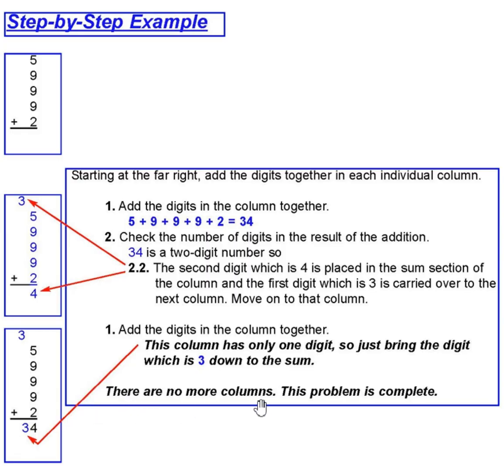There are no more columns. This problem is complete. 5 plus 9 plus 9 plus 9 plus 2 equals 34.